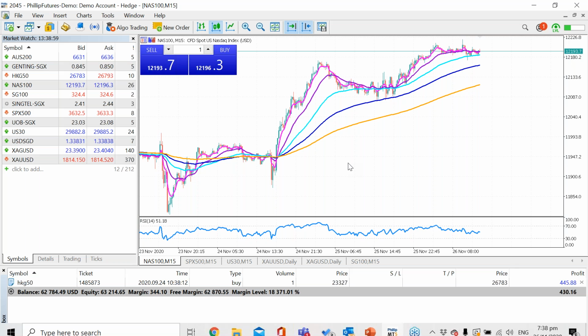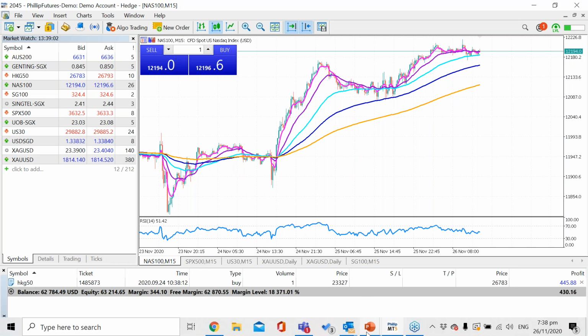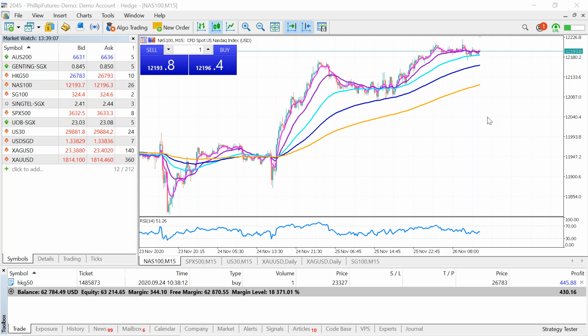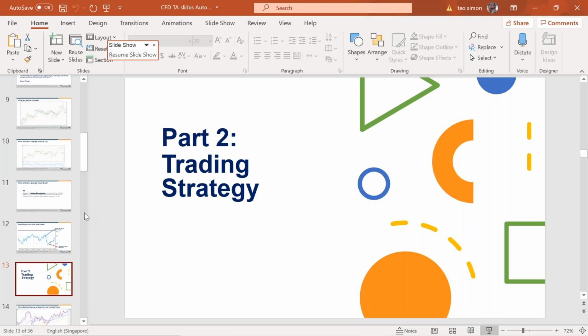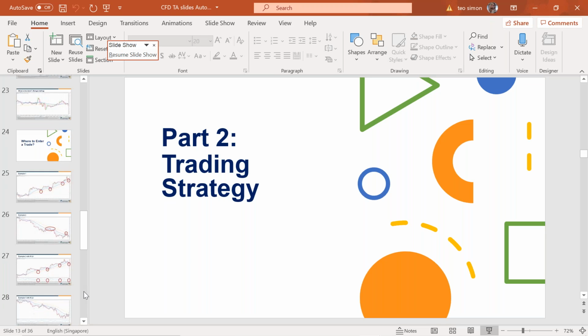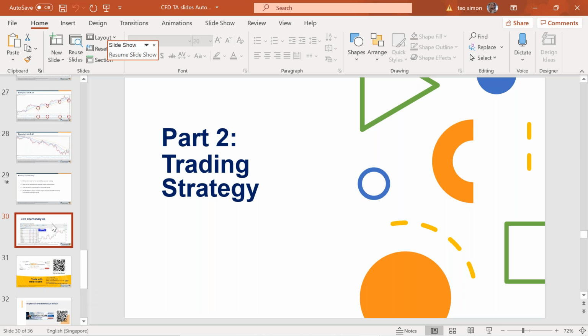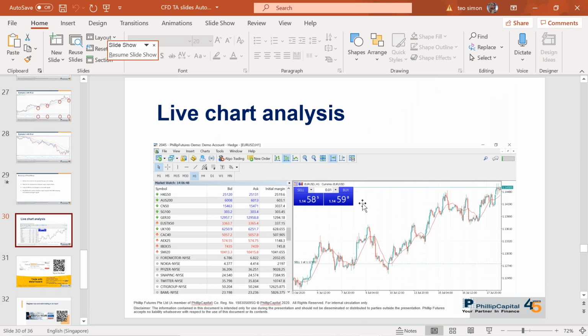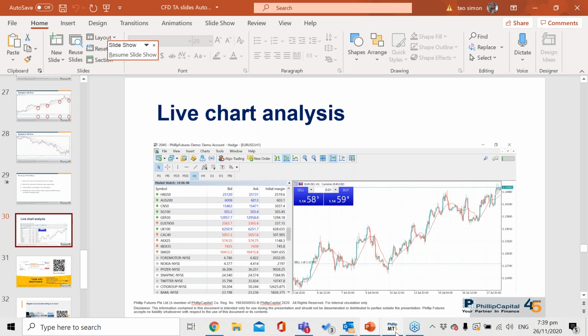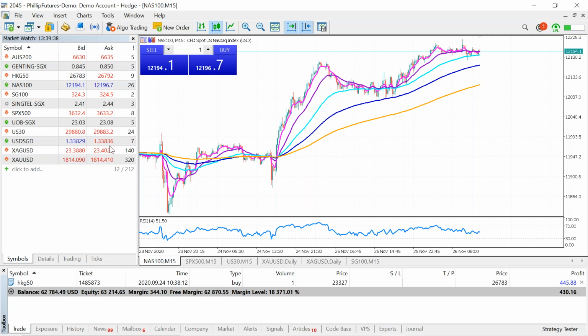Okay, so let's see. Let me go back to the slides and see if there's anything else. So just a quick live chart analysis from the live prices just now. The example that we saw was from the Nasdaq 100. There are other products inside that we can trade. Let me show you.